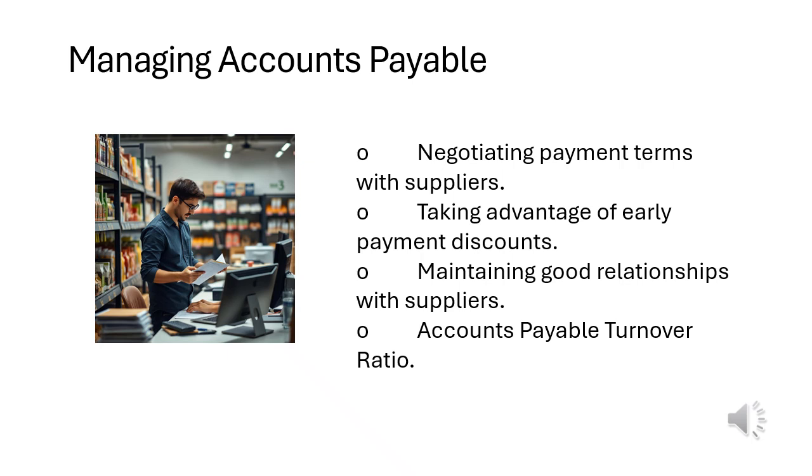Negotiating payment terms can extend the time available to pay suppliers, improving cash flow. Taking advantage of early payment discounts can reduce the cost of goods sold and improve profitability. And maintaining good relationships with suppliers can ensure a reliable supply of materials and favorable payment terms in the future. Finally, organizations can review effectiveness by using the accounts payable turnover ratio.